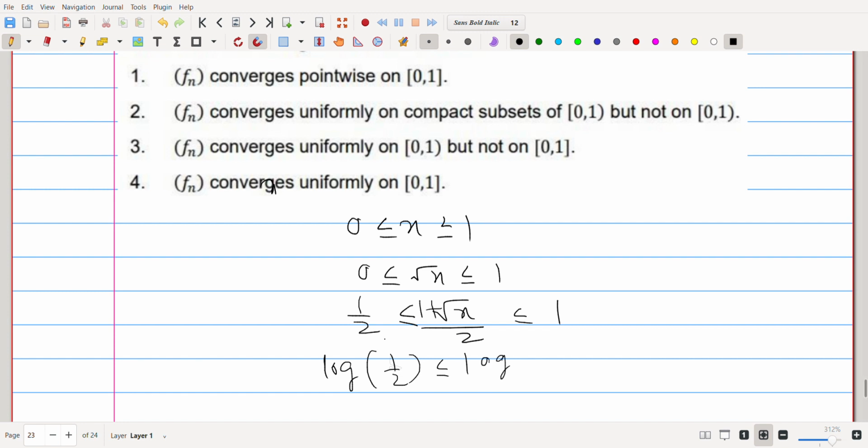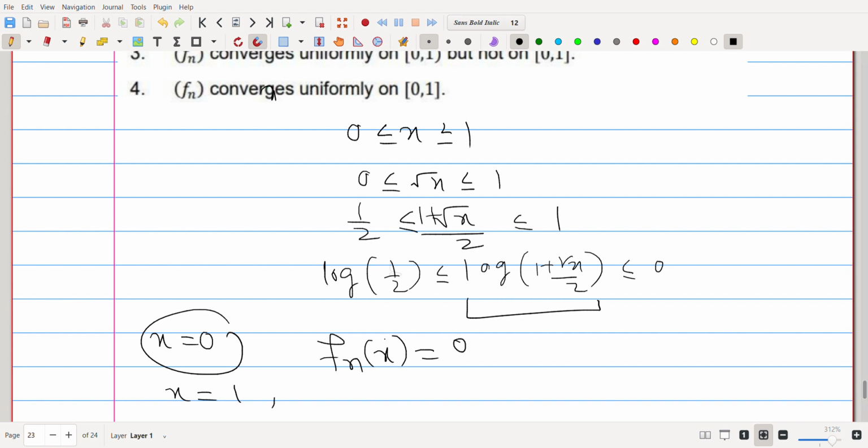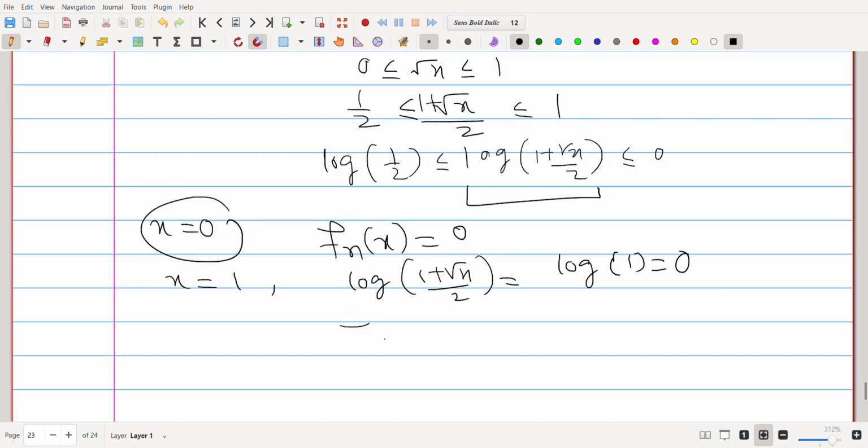So that means log of 1/2 is less than or equal to log of (1 plus root x) by 2, which is less than or equal to 0. This is given. So in particular this log part is bounded. First, say x equal to 0, then clearly f_n(x) is 0, and for x equal to 1, we get log of (1 plus root x) by 2, which is log 1, which is 0.